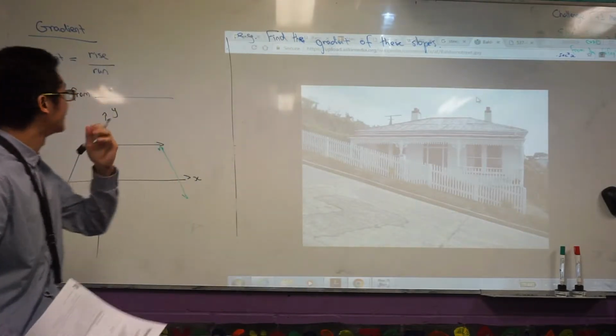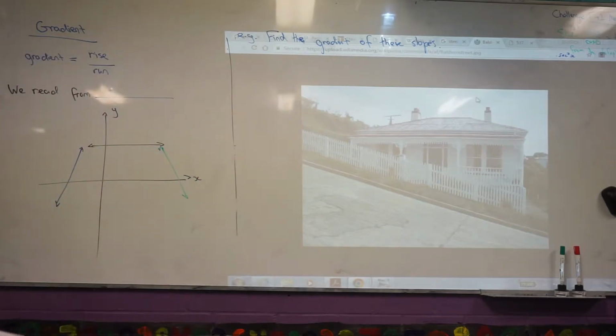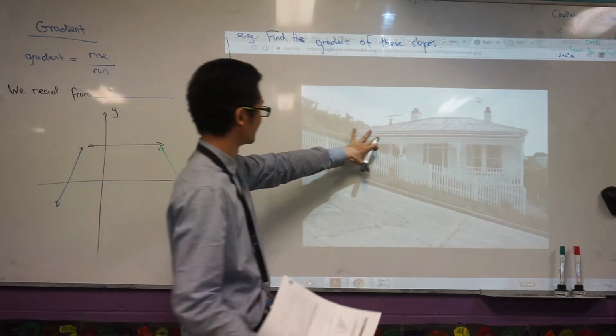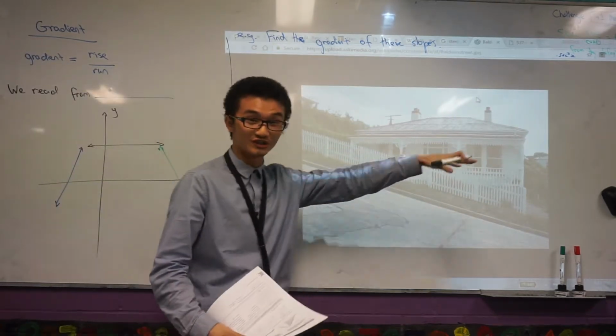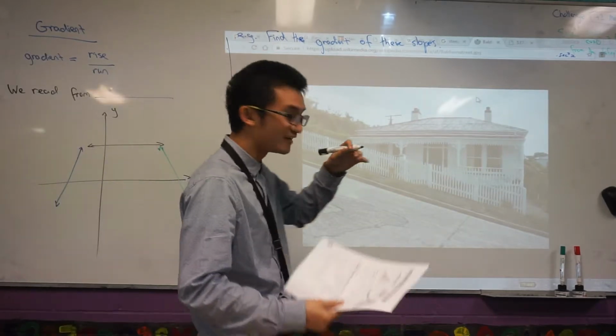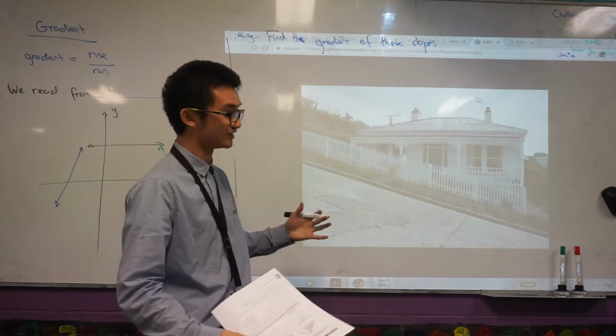Alright, let's have a quick look at how we find the gradient of these slopes. And remember, the gradient is simply the steepness of something, and I love coming back to this picture of a street in New Zealand called Baldwin Street. It's actually the steepest street in the world, I think. And we know that it creates an angle with the horizontal of 38 degrees, okay?